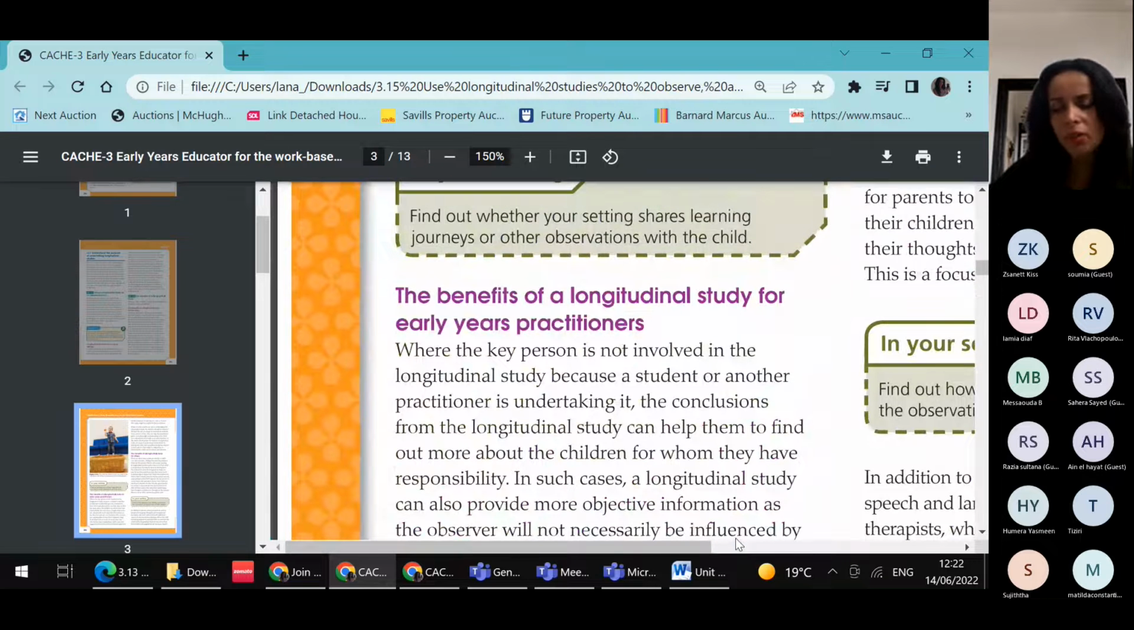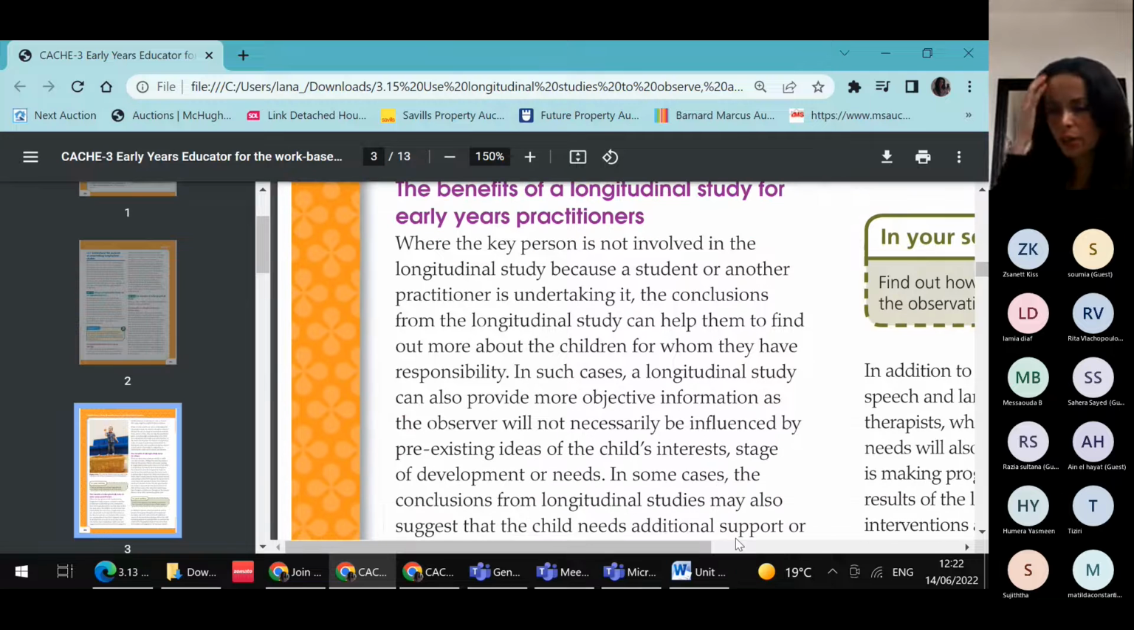So that will develop the child further. How about for you as a practitioner? What will this help you if you do the longitudinal studies? So for the key person, if you are a key person not involved in a longitudinal study, what will that affect you? You wouldn't get information, you wouldn't get knowledge.